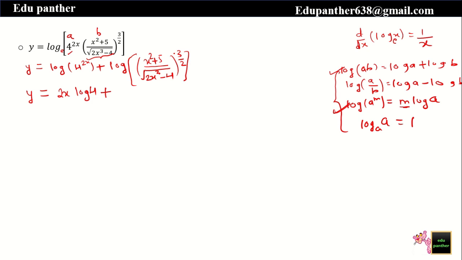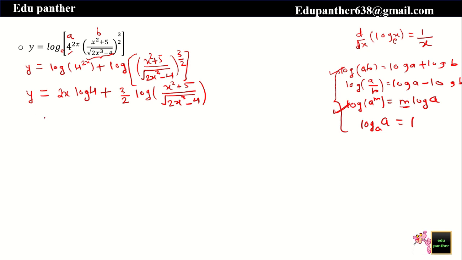Similarly, here again it has an exponent, so we have to use this third property. So it will become 3 by 2 times log of x square plus 5, divided by root of 2x cube minus 4, this term.